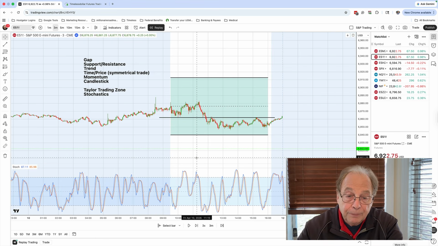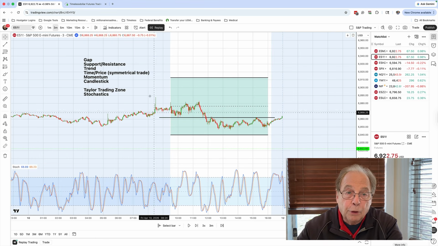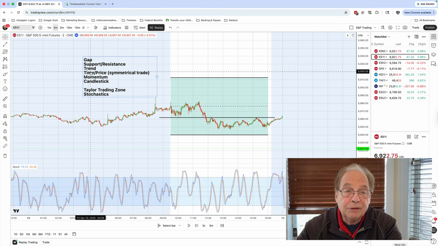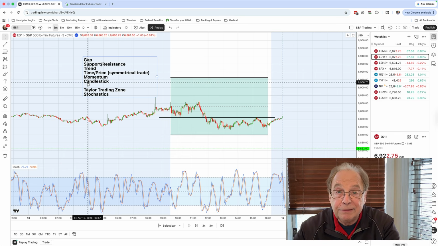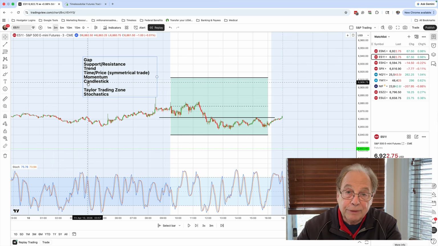This is Friday, April 10th. So again, gap, support and resistance, time and price, trend, time and price, momentum, and candlestick: GST, TMC, 6 trade setups, easy to remember. And if you're trying to trade and you want to make money trading, and the only reason to trade is to make money, learn these 6 trade setups. Now let me talk about each one of them. You can find out more about them in my courses.